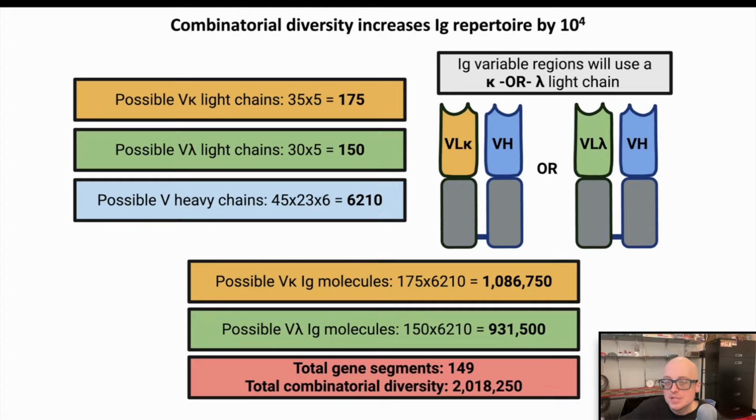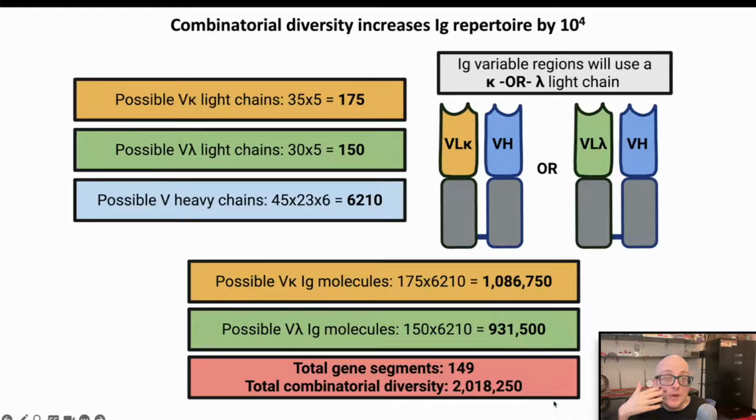So all of the total possibilities then come to about 2 million, and we think of this number of 2 million as the total combinatorial diversity, the total combinatorial possibilities of the way V, D, and J segments can be recombined to make unique immunoglobulin molecules. And so a key point here is that we went from an initial set of around 150 small gene segments, V, D, and J segments, and all the possible recombinations of those 150 segments gave us 2 million outcomes.